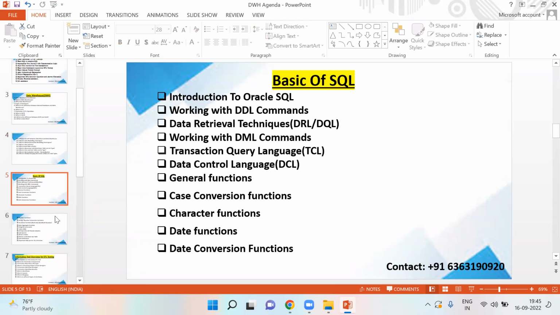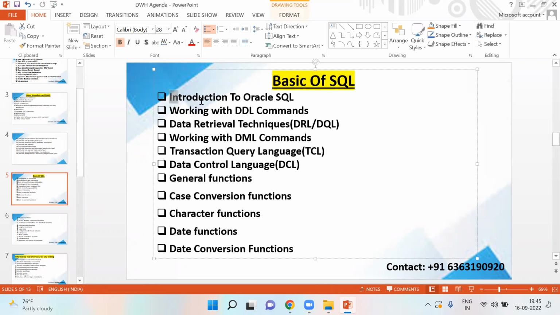Coding will come, not really coding, it's basic SQL queries only, because you are a tester, you don't need to write code in a very complex manner. So we'll start from the introduction to Oracle SQL, and then proceed further with DRL, data retrieval techniques, DML, DDL commands, then TCL, transaction control language, data control language, and general functions, like case conversion functions and character functions.